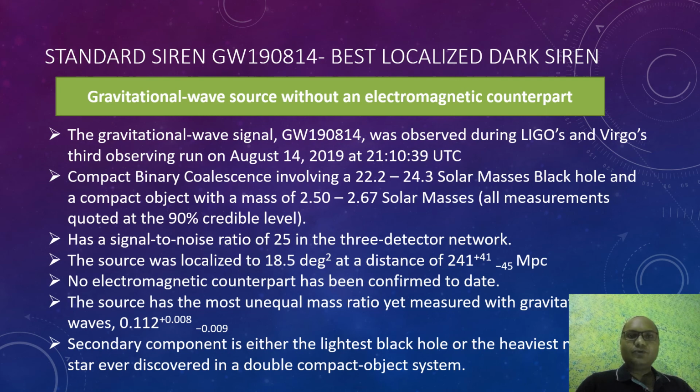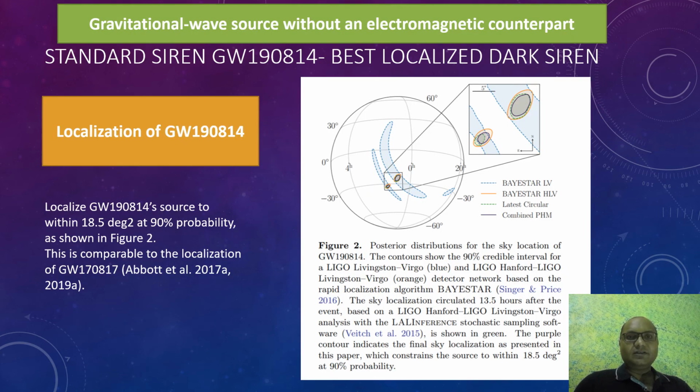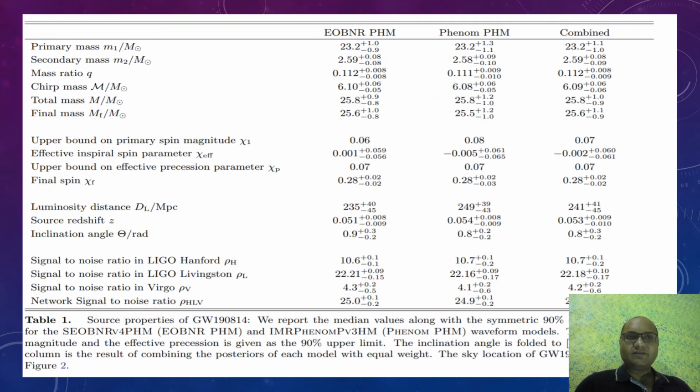Now I'm going to talk about the dark siren, GW190814. The gravitational wave signal GW190814 was observed during LIGO's and Virgo's third observation run on August 14, 2019. The various parameters you can see here. The localization was 18.5 square degrees at 90% probability, as shown in this figure, and it is comparable to the localization of GW170817. The various parameters of this event are a primary mass of 23.2, a secondary mass of 2.59, and the mass ratio.